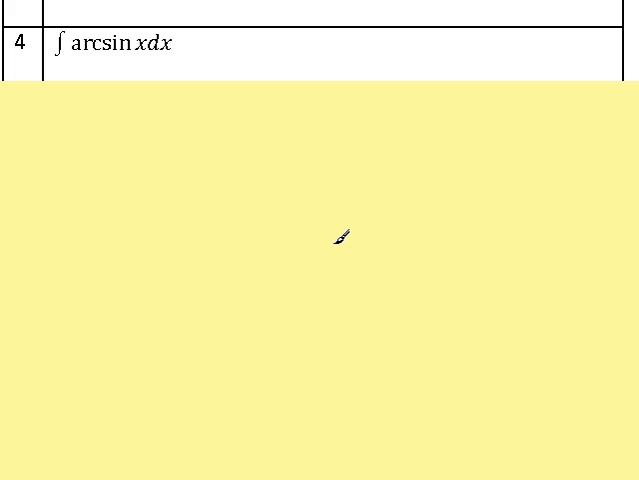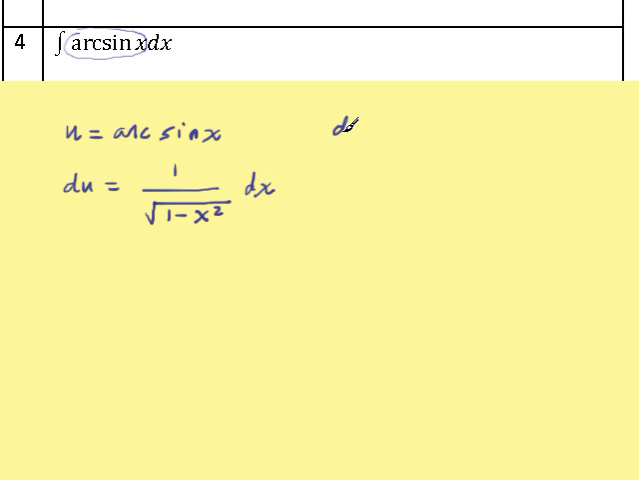Now this integral, arc sine x, is similar to the one above in that we're going to put u equal to arc sine x, because when we differentiate it, we get a simpler expression. All right, du is equal to 1 over square root of 1 minus x squared dx. And we'll put dv equal to what's left, which is just dx. So this is 1 times dv, this is 1 times dx. When we integrate, we get v on the left and x on the right.